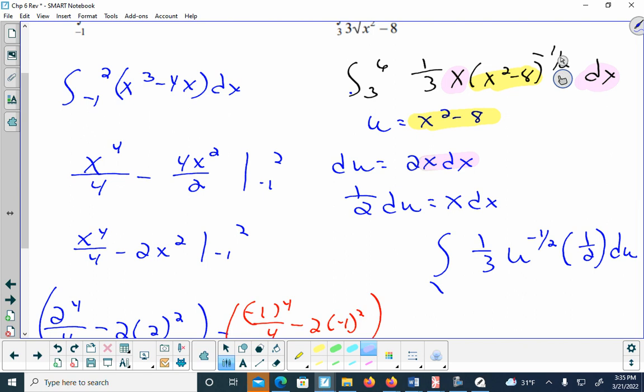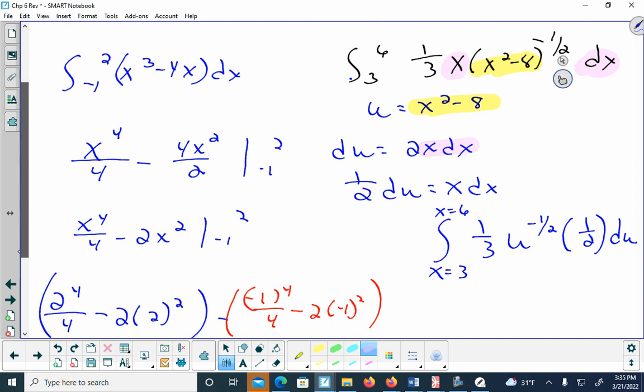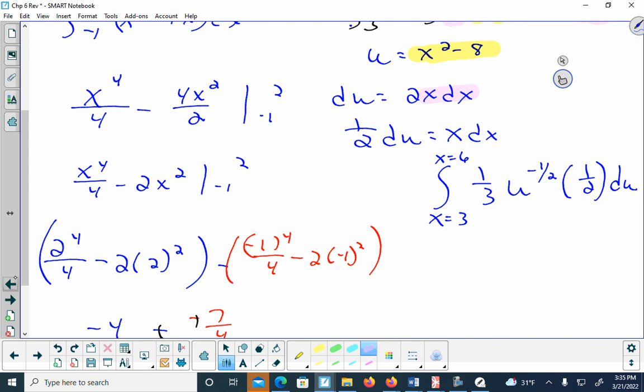And then I'm going from 3 to 6, but remember that x is equal to 3 to x is equal to 6. I have to write x is equal to because I put everything in terms of u, and that 3 and 6 is based on being in x. So now when I simplify this, I multiply 1/3 times 1/2 and get 1/6, u to the negative 1/2 du. Now I'm ready to take the antiderivative.